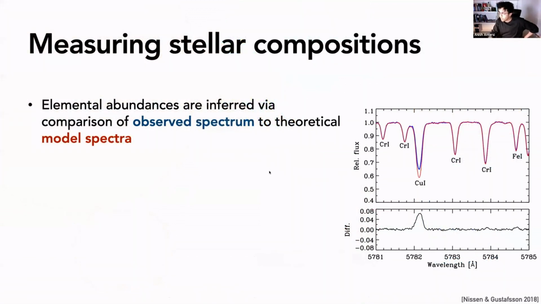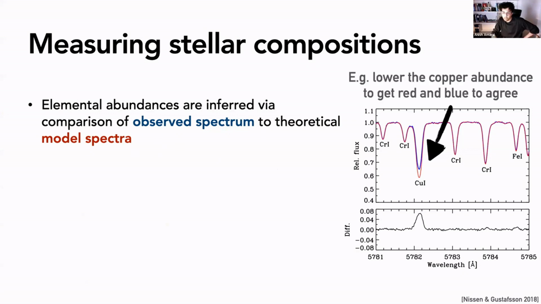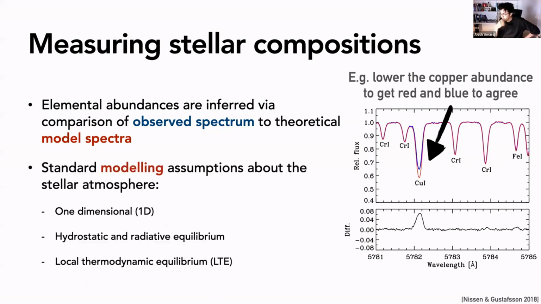So just to put this in another way, the abundances that we measure are inferred by comparing the observed stellar spectrum to various theoretical model spectra. So illustratively, if the blue, for example, were the observed one and the red in this plot were the theoretical one, and everything else in the model was correct, then we could lower the copper abundance in the model until it fits the observed one, and that way you would infer the copper abundance. But the key thing here is that this works only if everything else about the modeling is correct. And assuming the stellar parameters are correct, you also still need to worry about the modeling assumptions.